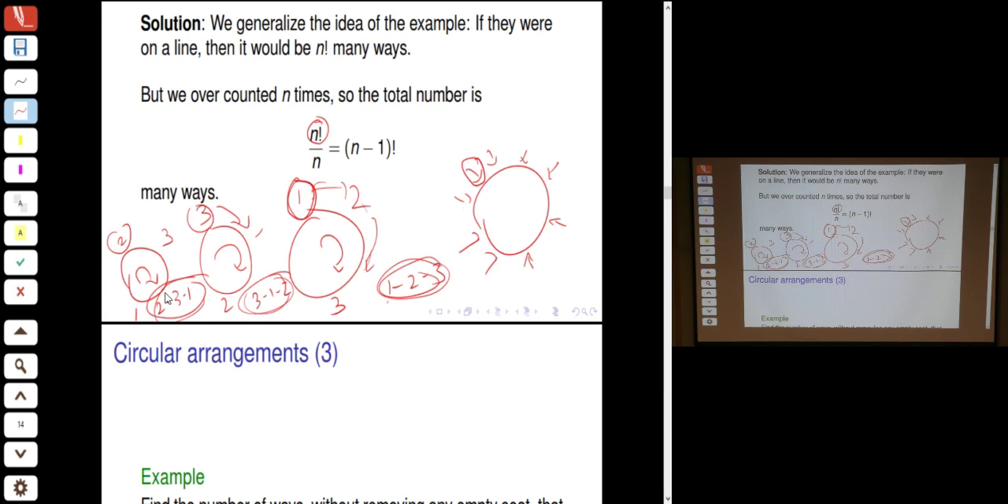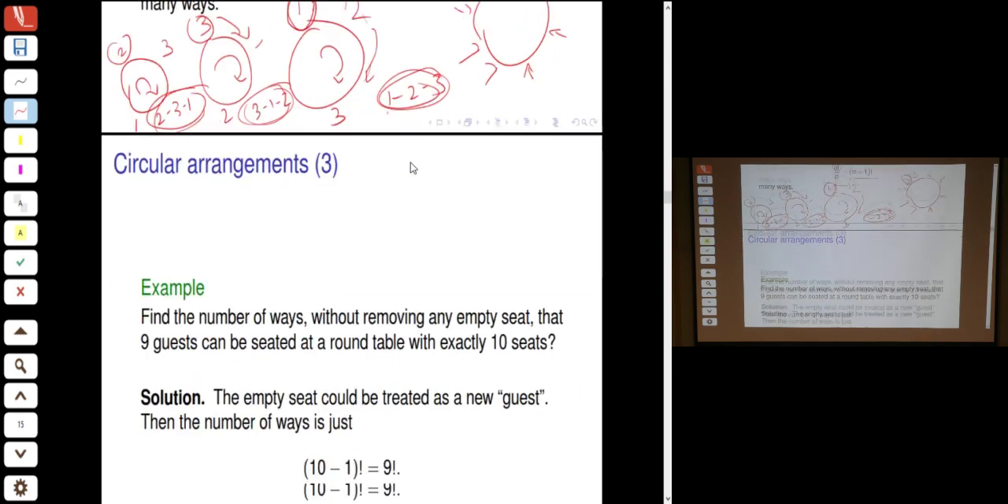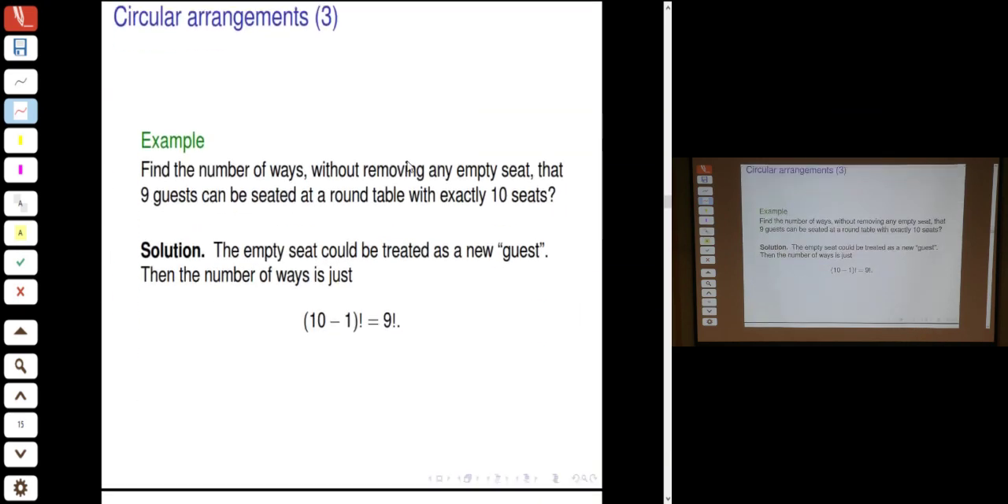So if the total number of linear arrangements was n factorial, then the total number of circular arrangements would be n factorial divided by n, because every circular arrangement leads to n different linear arrangements. Okay? In other words, this is n minus 1 factorial. So let us continue today with further examples of circular arrangements. The next example is the number of ways, without removing any empty seat, that 9 guests can be seated at a round table with exactly 10 seats.